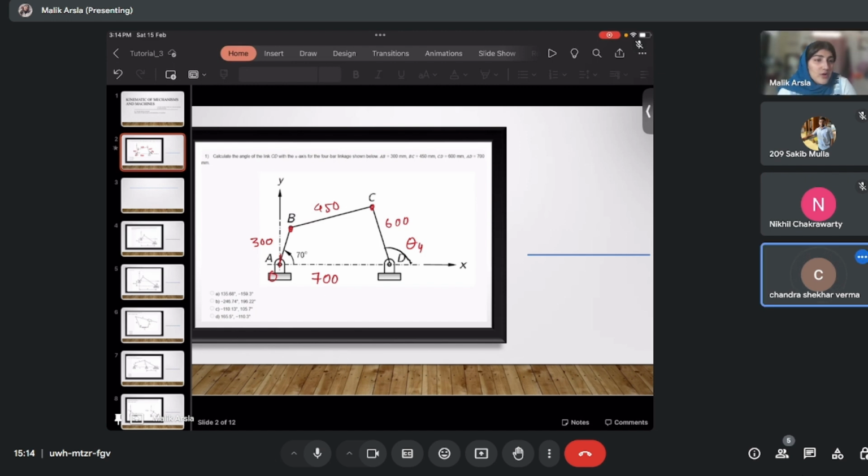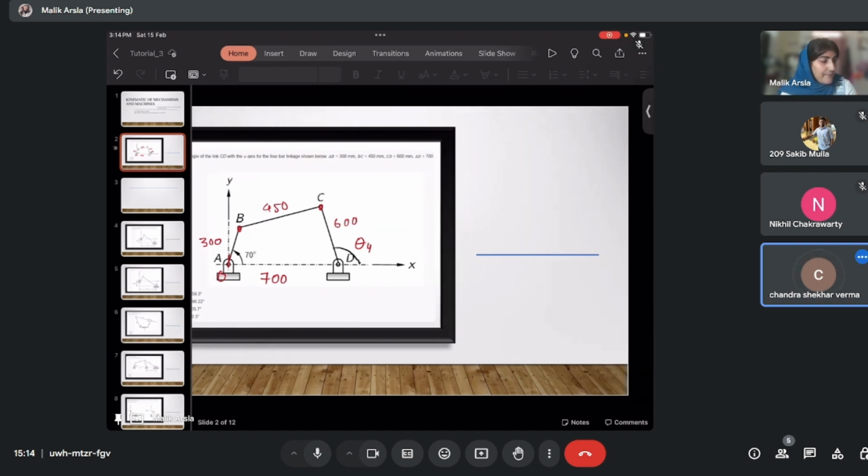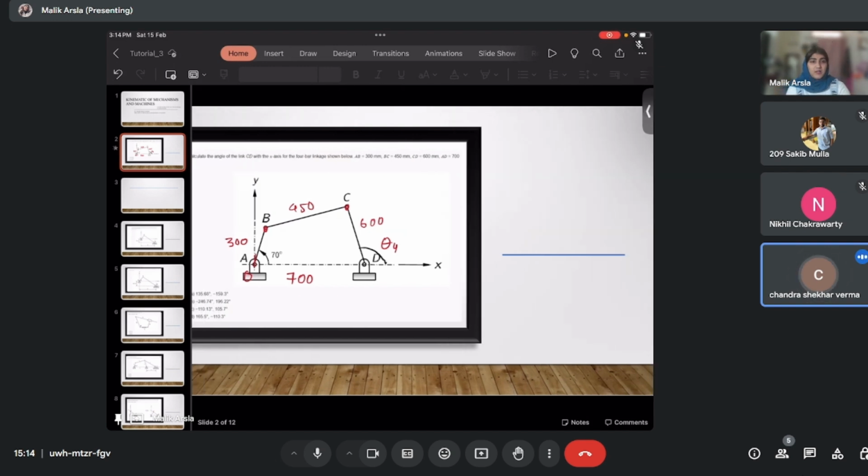So anyone got the answer? Tan theta for A and B. You guys can mute yourself. When you reach the answer, you can unmute. Okay, so if you are doing it, you can continue your solution.